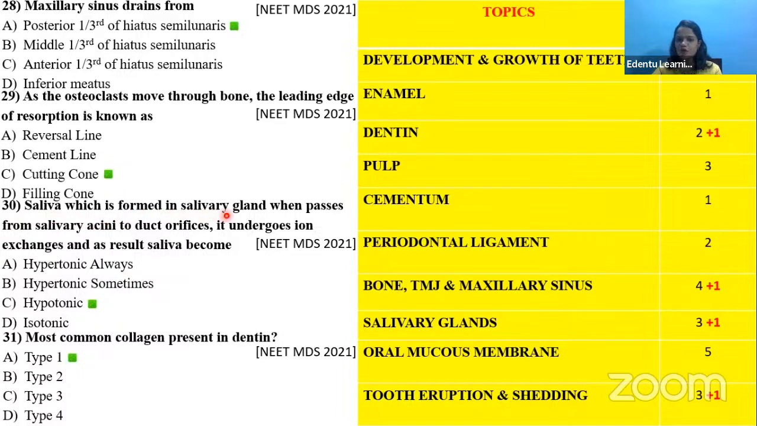The saliva formed in the salivary gland, when it passes from the salivary acini to the duct orifices, undergoes ion exchanges, and as a result the saliva usually becomes hypotonic in nature. So we are again putting it under the salivary glands topic here. Most common collagen present in dentin: the most common collagen present in dentin is type 1. So we are putting it under the dentin topic here.